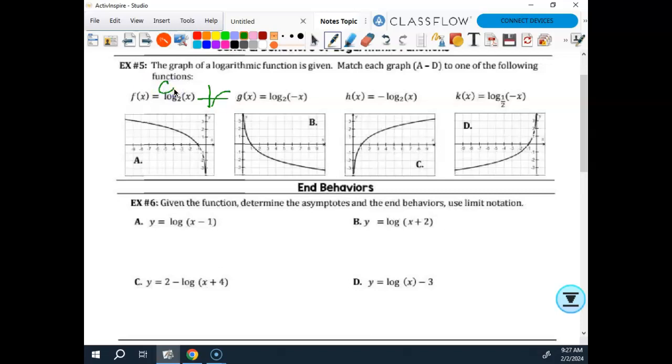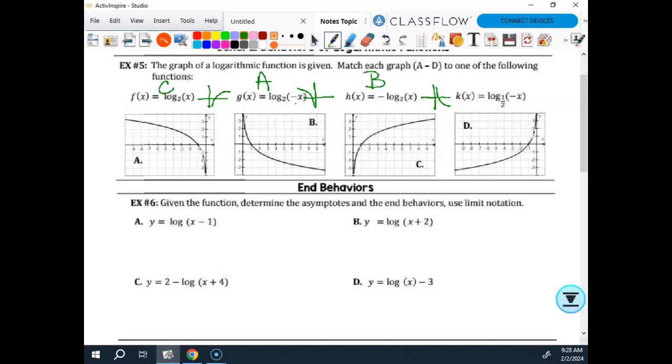This one is kind of like that, except I have a reflection in which axis? Y. So that means it's going to look like that. Which one is that? A. All right, and then this one, we take the original one, and what does this reflect in? The x-axis, right? So it's going to look like this. Which one's that? B.